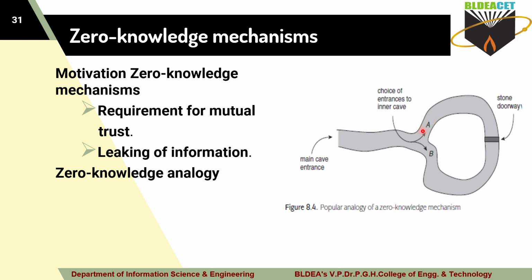But if, for example, this A is not trustworthy, if A is the attacker, then what will the attacker do? They will enter, but they don't know how to open the stone door, because for opening the stone door you require the key phrase. The attacker doesn't know the key phrase, so the attacker will come back out the same entrance. If that person comes back by the same entrance, it means that person is not trustworthy here.